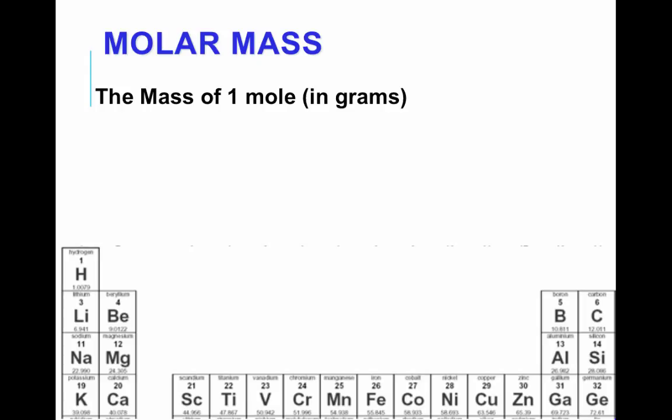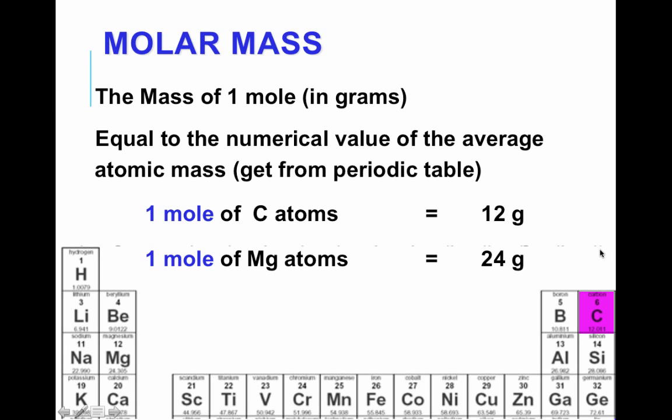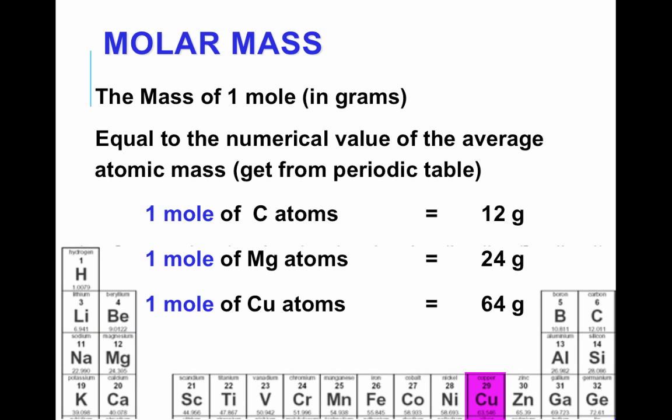So let's review molar mass. Molar mass is the mass of 1 mole in grams, and that's equal to the numerical value of the average atomic mass. So you'll get that from your periodic table. 1 mole of carbon atoms is 12 grams of carbon atoms, according to the periodic table. 1 mole of magnesium atoms is 24 grams of magnesium, according to the periodic table. And finally, 1 mole of copper is going to be equal to 64 grams of copper, according to the periodic table.